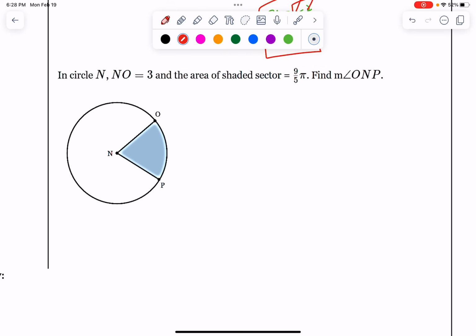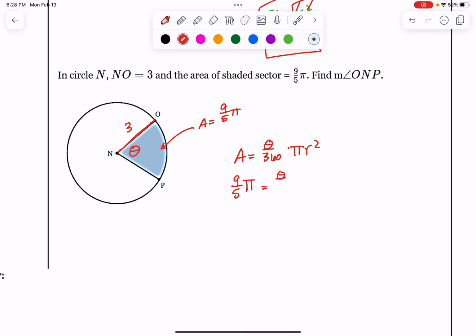All right, one more. So NO, my radius, is 3. The area is 9 over 5 pi, and I don't know my angle. So area is theta over 360 times pi r squared. 9 over 5 pi is the area. Make sure that when you put the pi that it's in the numerator or separate like that. Don't let it be in the denominator.